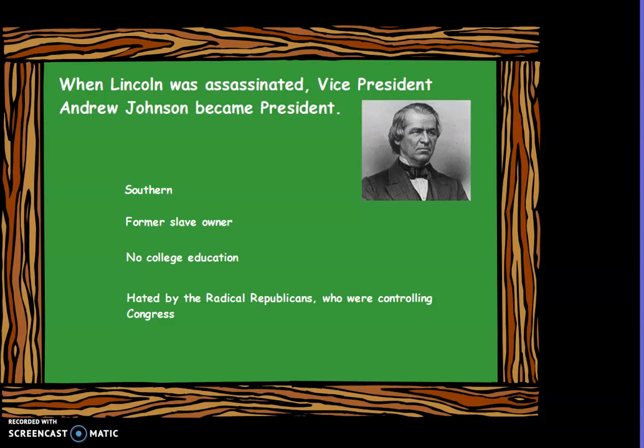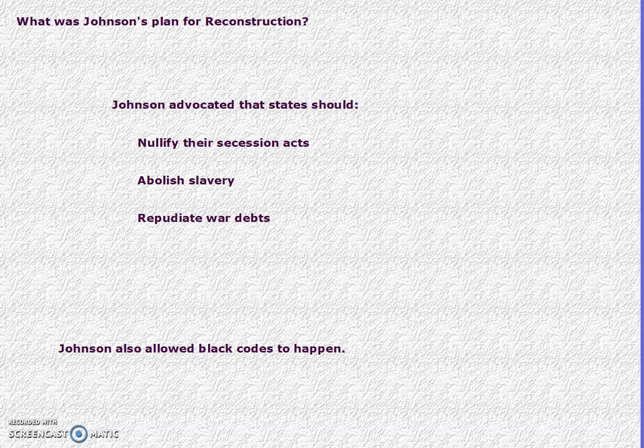When Lincoln was assassinated, Vice President Andrew Johnson became president. It's important to note that he was a Southerner, a former slave owner. He had no college education, and he was hated by the radical Republicans who were controlling Congress at the time. What was Johnson's plan for Reconstruction?